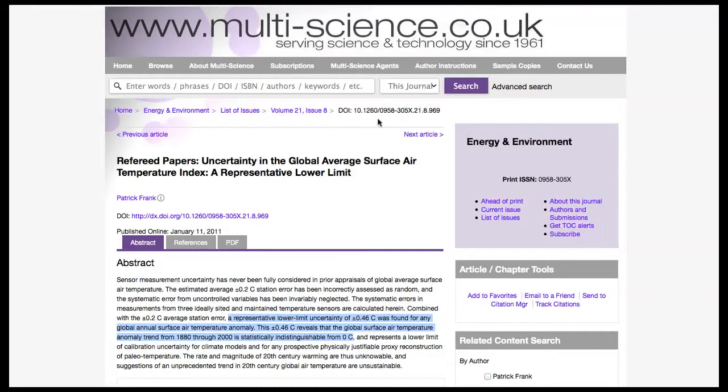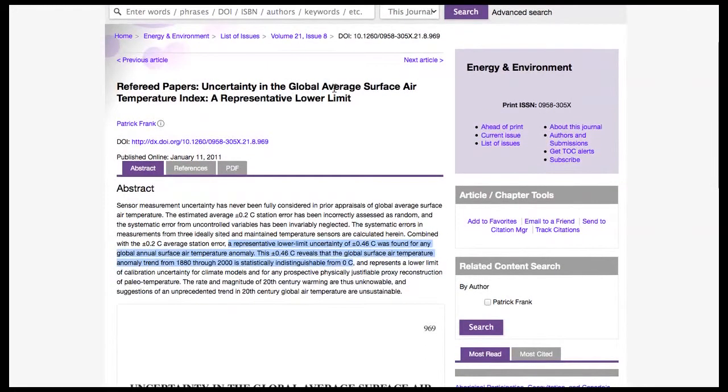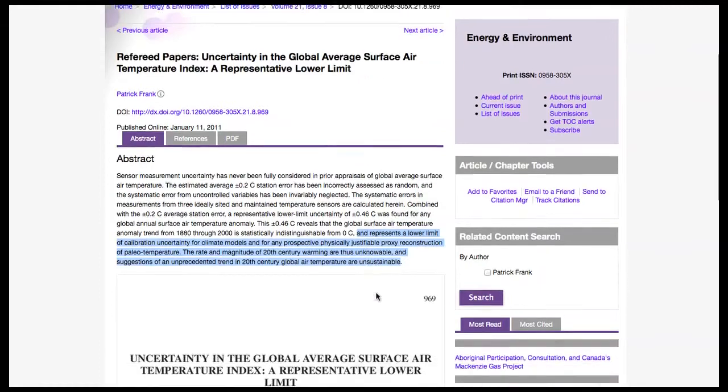But let's just keep in mind what we looked at in a previous video here. Refereed papers, uncertainty in the global average surface air temperature index, a representative lower limit, which concludes a representative lower limit uncertainty of plus minus 0.46 degrees Celsius was found for any global annual surface air temperature. 0.46 degrees Celsius reveals that the global surface air temperature anomaly trend from 1880 through 2000 is statistically indistinguishable from 0 degrees Celsius and represents a lower limit of calibration uncertainty for climate models and for any prospective physically justifiable proxy reconstruction of paleo temperature. The rate and magnitude of 20th century warming are thus unknowable, and suggestions of an unprecedented trend in 20th century global air temperature are unsustainable.